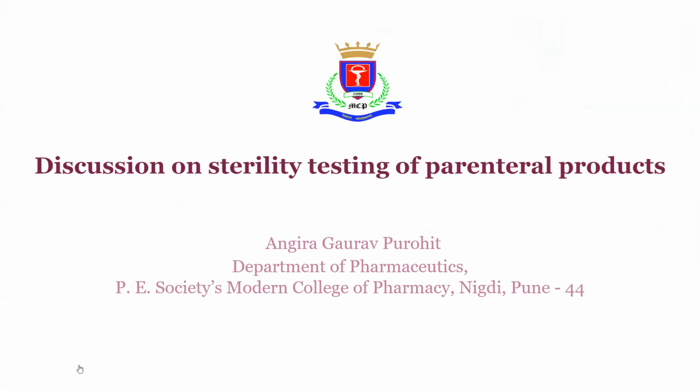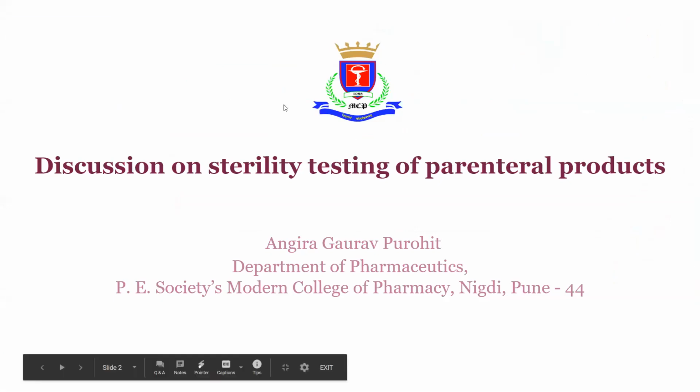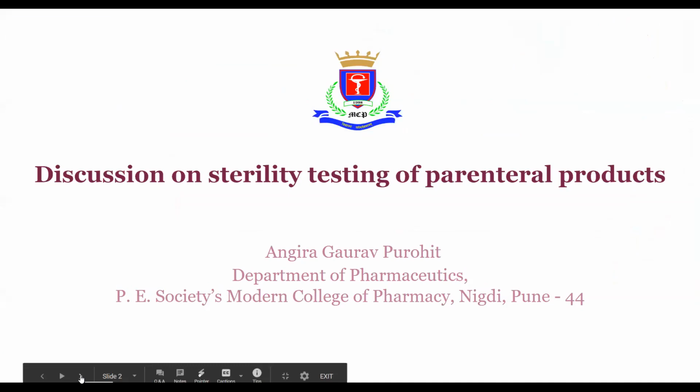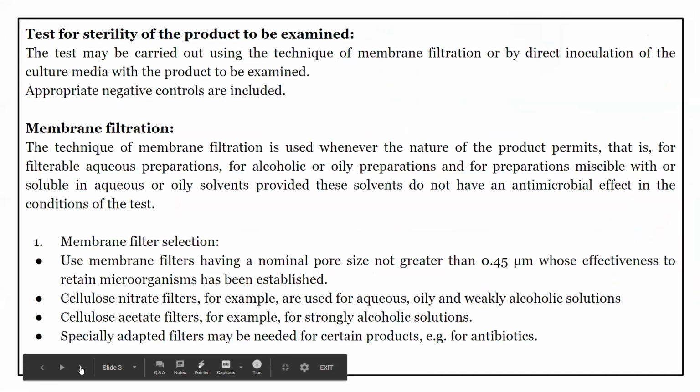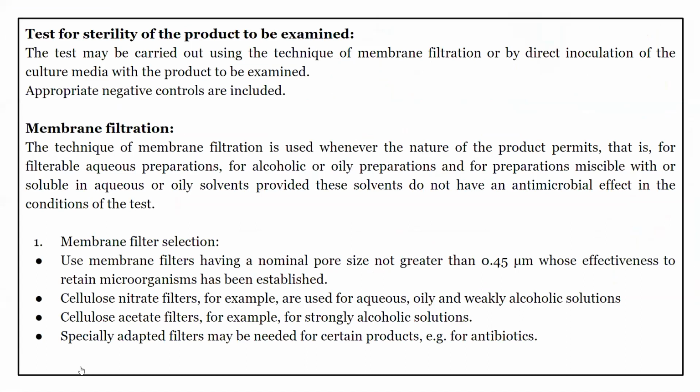So this particular discussion aims on sterility testing of parenteral products. So first is test for sterility of the product to be examined. The test of sterility can be done by two methods: membrane filtration method and by direct inoculation method. And in both the methods, appropriate negative controls must be included for comparison.